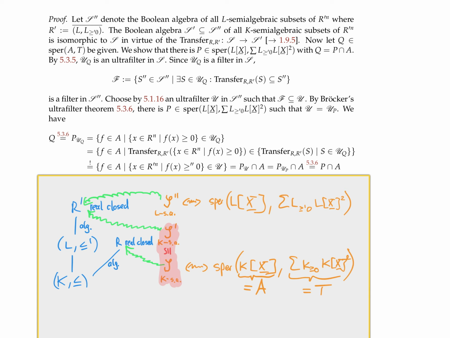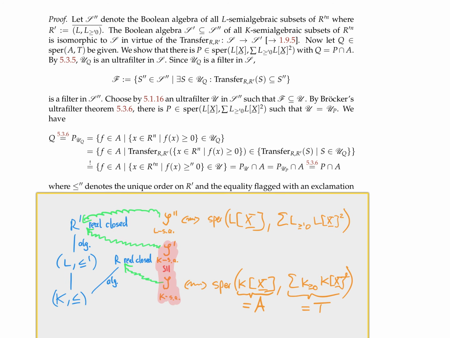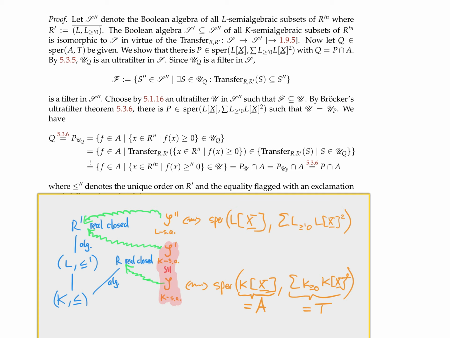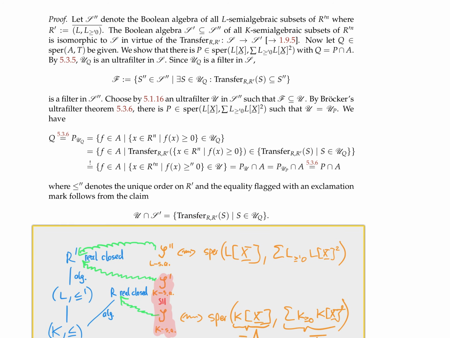So the only thing that remains to show is the exclamation mark. So I should have said where less than or equal prime is of course the unique order on R prime. Sorry, that's of course, I mean, what else should it be, right? I should tell this. And the equality flagged with an exclamation mark follows from the following claim. Namely, the claim is that U intersected S prime is exactly this set that appears here, right?